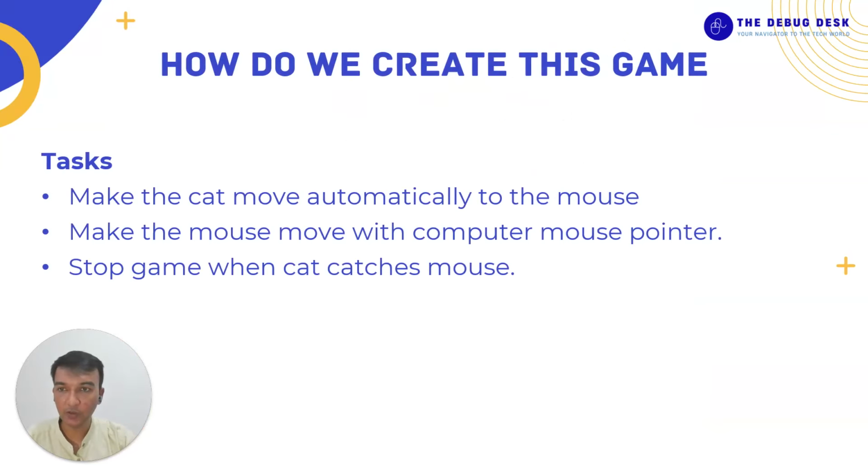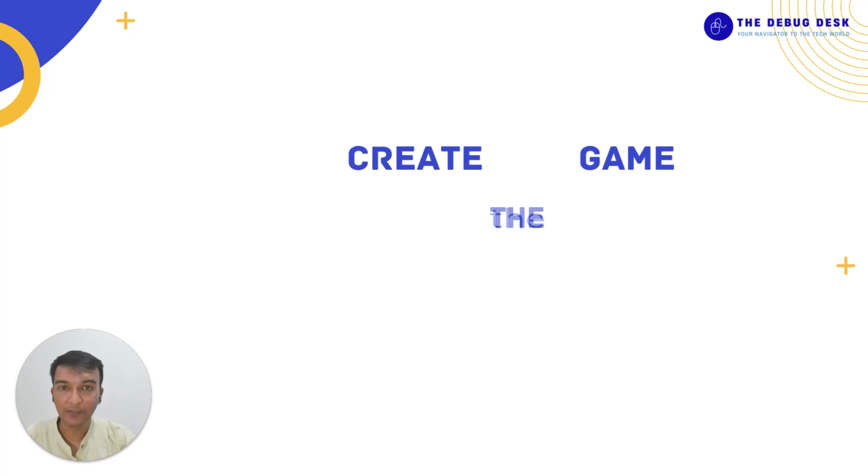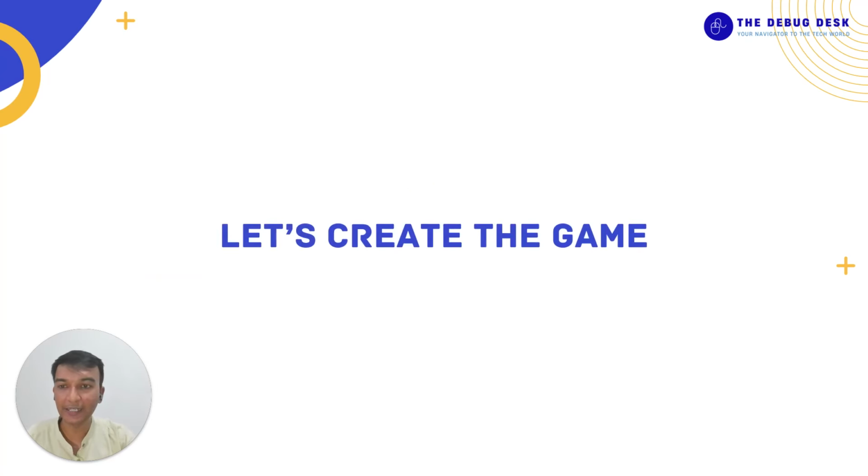Next, let us understand how we are going to develop this game. Fundamentally, we have three tasks here. The first task is to make the cat move automatically to the mouse continuously. The second task is to make the mouse move with the computer mouse pointer, so the user will be able to move this mouse in whatever direction they desire. And finally, stop the game when the cat reaches the mouse, or catches the mouse. So with that information, let's create the game.